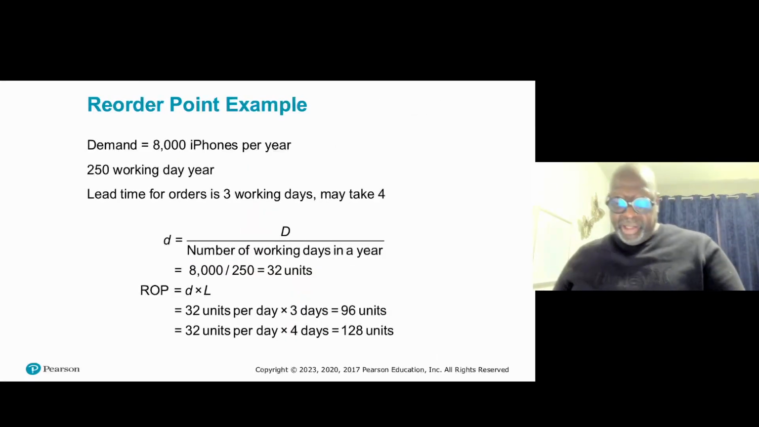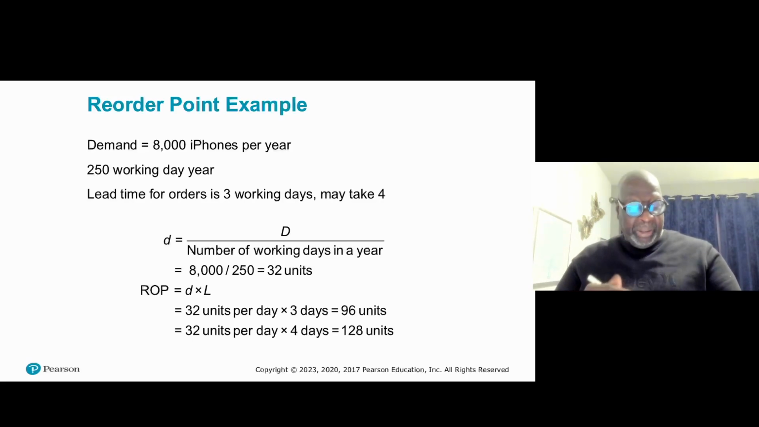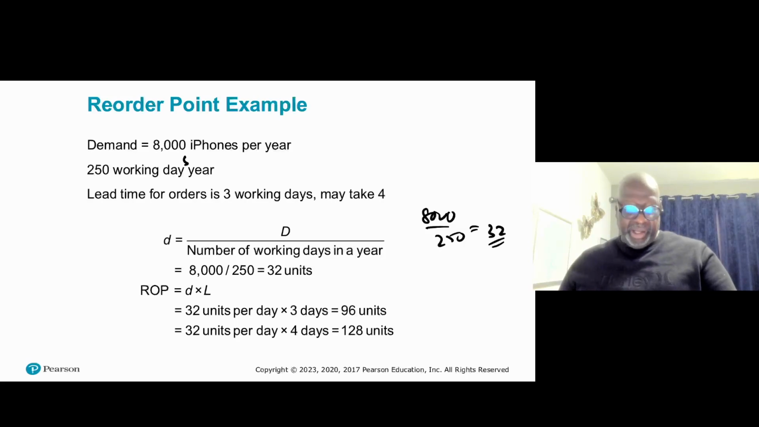So I think we have an example right here. 8,000 iPhones per year is the demand. I'm pretty sure it's more than that globally, but then maybe this is a particular store or group of stores. 250 working days per year, and the lead time for orders is 3 days. It may take 4. So let's look at our daily demand. It would just be our annual demand divided by the number of working days per year. So it would just be 8,000 divided by 250, which we see is 32 units per day.